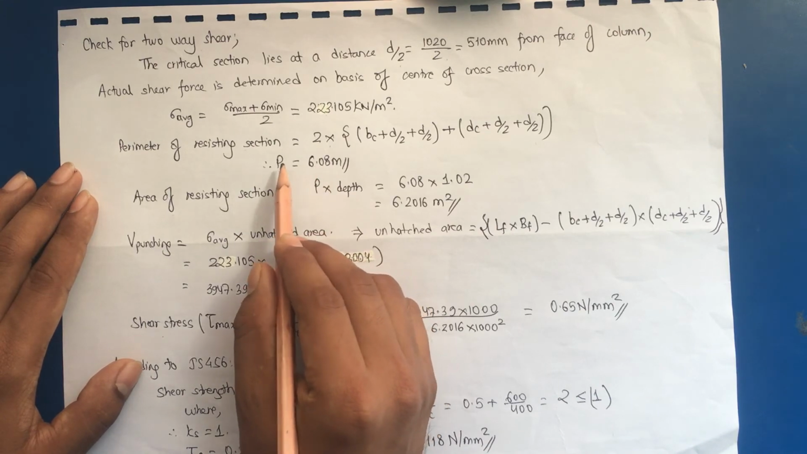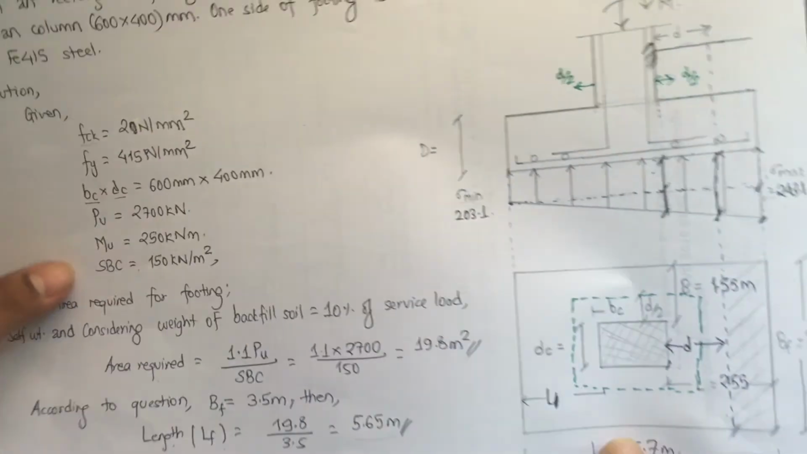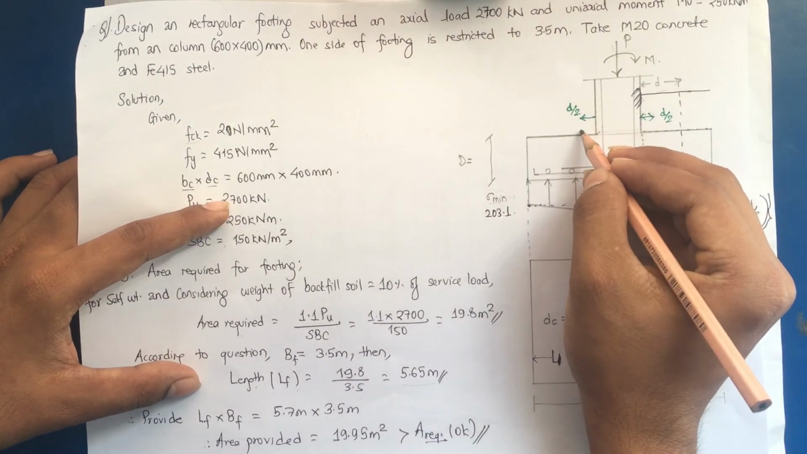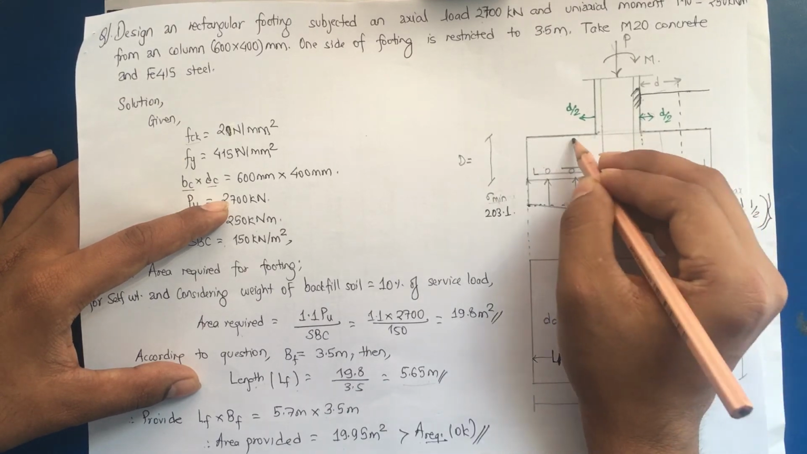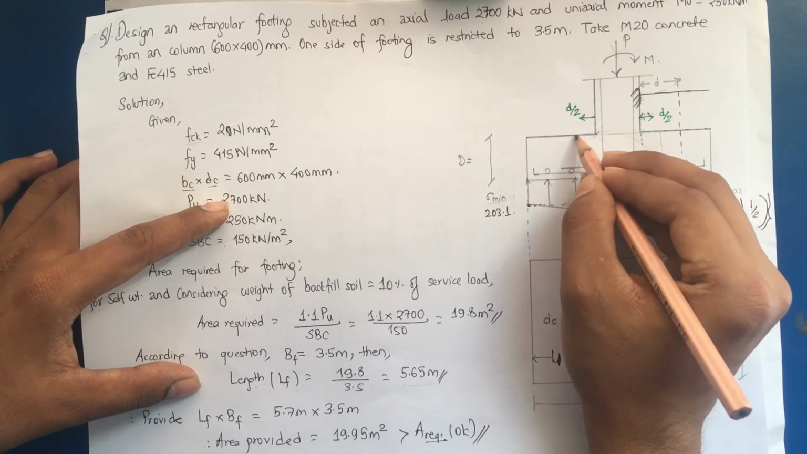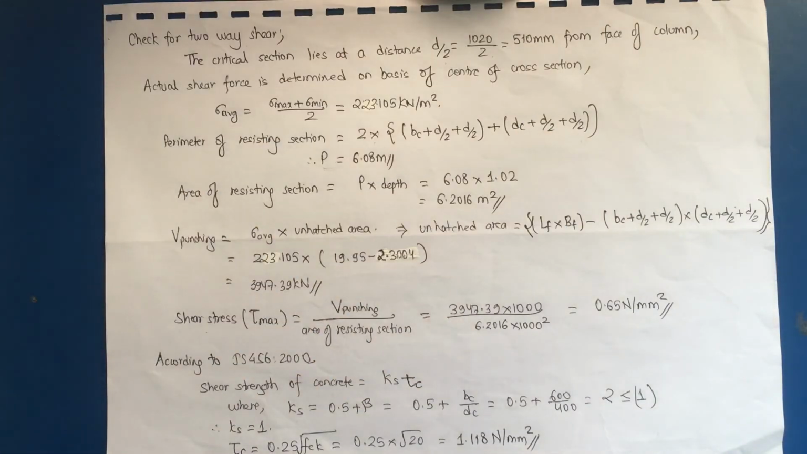So this is the perimeter of the resisting section. Similarly, we can calculate the area of the resisting section. So basically this is the area of the resisting section, at a distance d by 2 and to a depth of d.